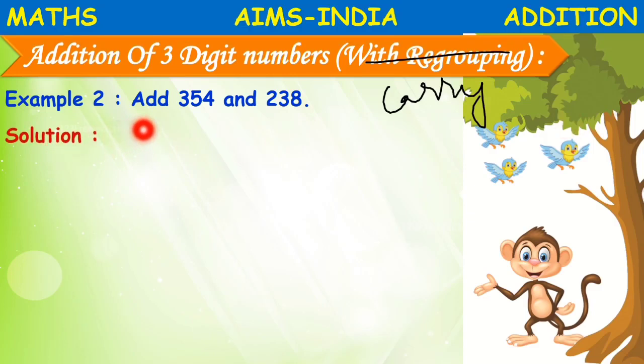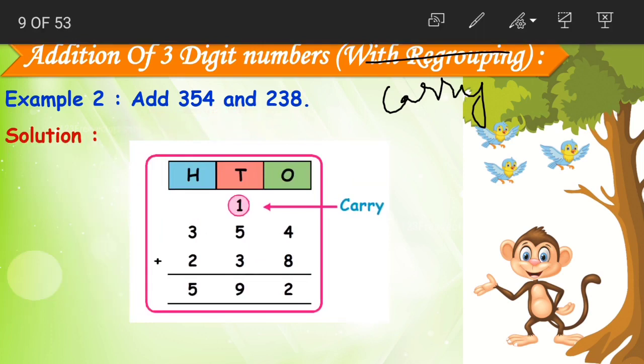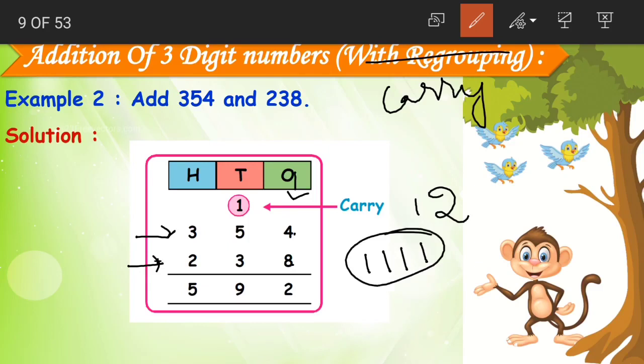We have an example here. Add 354 and 238. Now again in the solution, what do we do? We write both the numbers 354 and 238. Coming to the ones place, 4 plus 8 becomes what, children? 4 plus 8 becomes 12. How? After 8 we have 9, 10, 11, 12. When we add 4 to 8 we get 12.